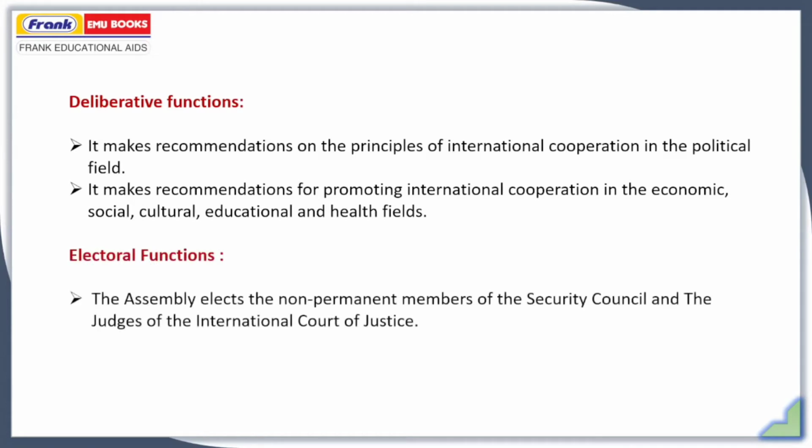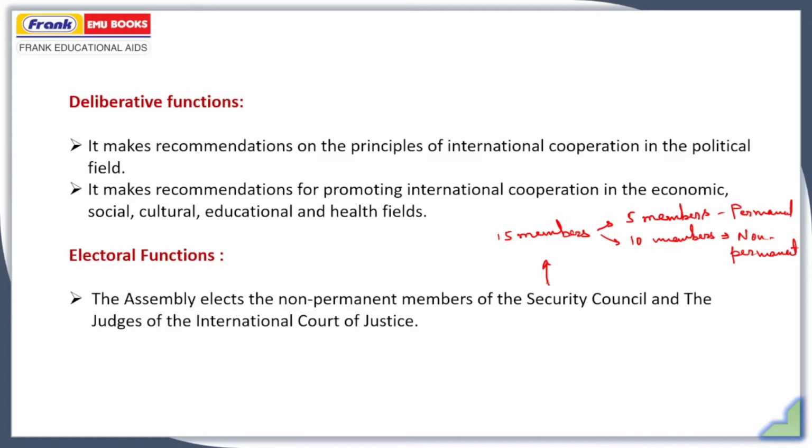Electoral functions. The Assembly elects the non-permanent members of the Security Council. As we all know, the Security Council has 15 members, in which 5 members are permanent and 10 members are non-permanent, elected for 2 years. So, non-permanent members are elected by the General Assembly.